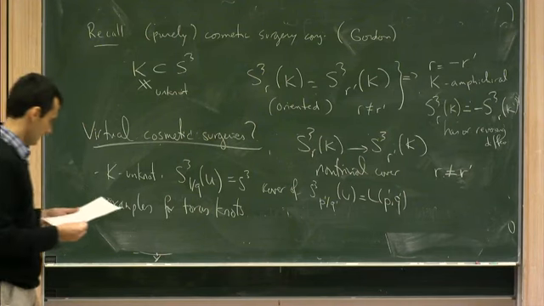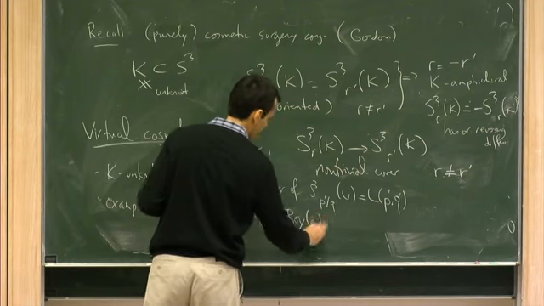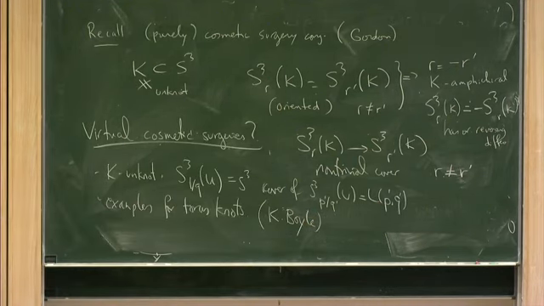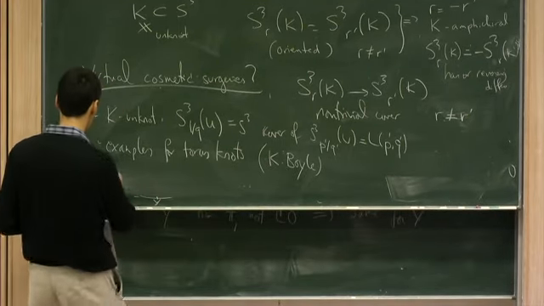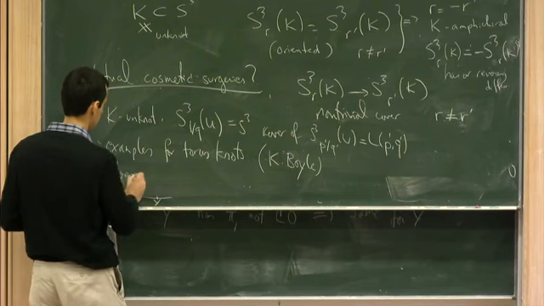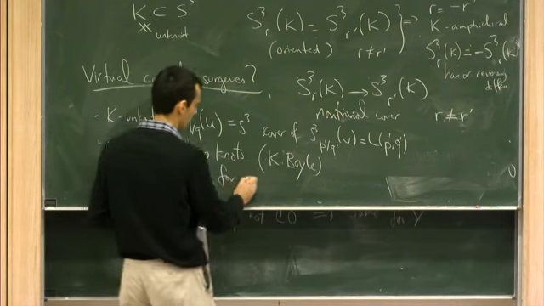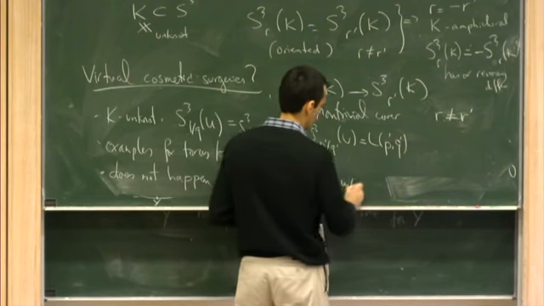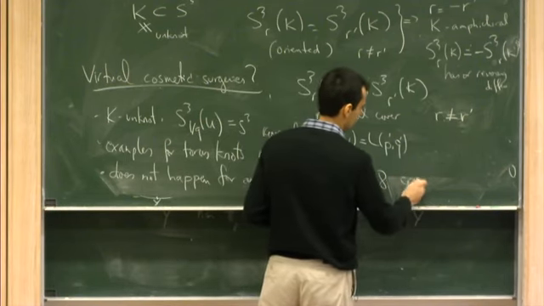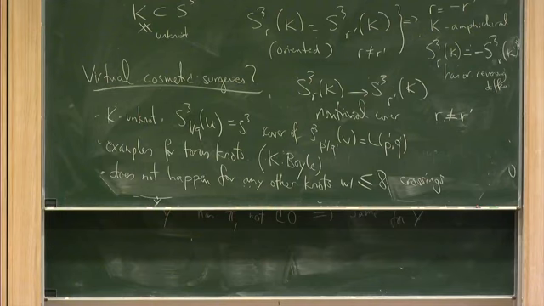There's a student of Robert Lipshitz, Keegan Boyle, and he classified for torus knots which surgery coefficients this happens for, and he also checked that it does not happen for any other knots with less than or equal to 8 crossings. But it's not known if it happens for hyperbolic knots.